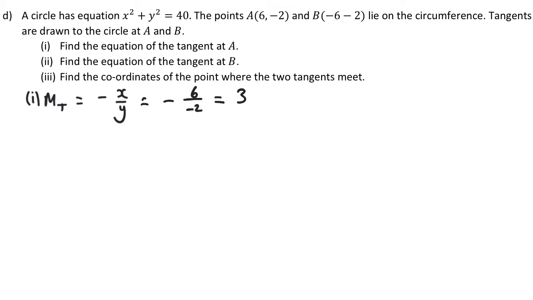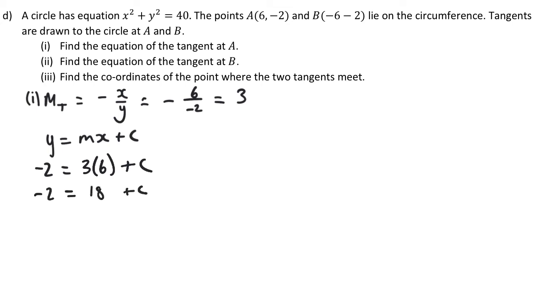To work out the equation, we do y equals mx plus c. The y value is minus 2, the gradient is 3, and the x value is 6, plus c. So minus 2 equals 18 plus c, so minus 20 equals c. If I take 18 to the other side, it becomes a minus 18, which combines with the minus 2 to give minus 20. So the equation of the tangent at A is y equals 3x minus 20.